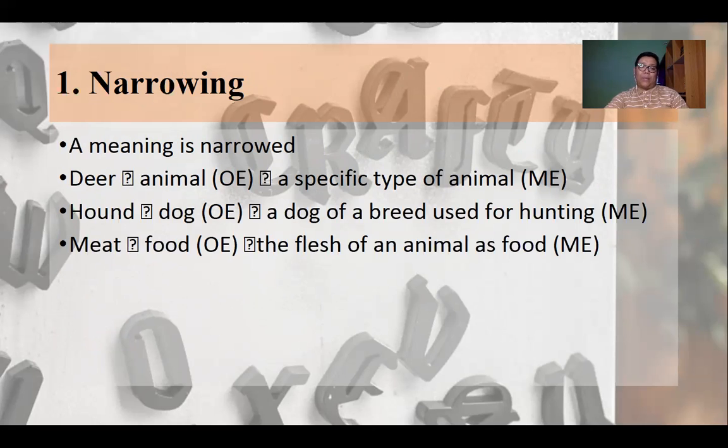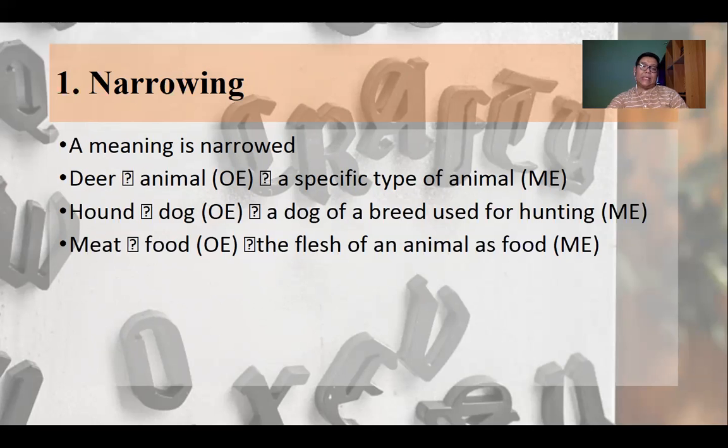For example, if you talk about the word deer, in the Old English, they simply say it's animal. But in the modern English, we know that a deer is a specific type of animal. In the Old English, they use the term hound for a dog. But now we know that in the modern English, a hound is just a dog of a breed used for hunting.